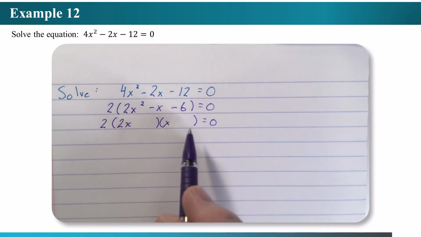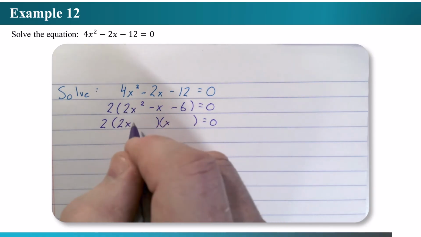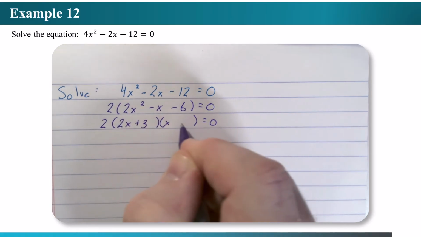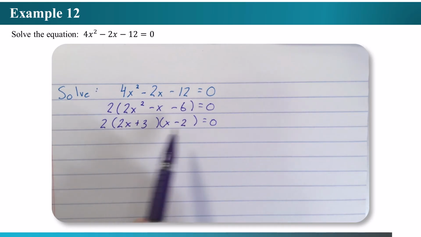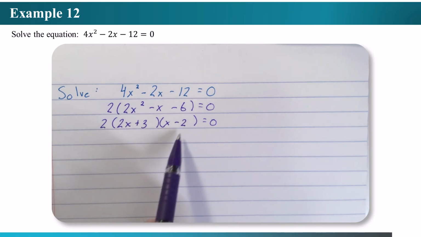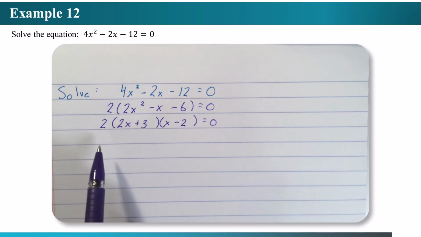And I need something here and here that's going to multiply up to a negative 6. I think I'm going to try something like maybe a plus 3 and a minus 2. And I'll just check real quick to make sure that this does all the right things. The outer gives me a negative 4x. The inner gives me a positive 3x. Combine those, I will get a negative x in the middle right here. So it looks like everything's done correctly.